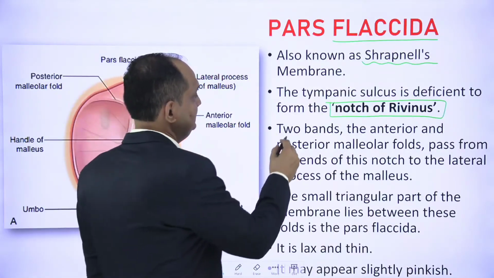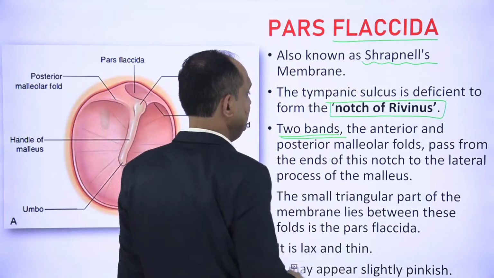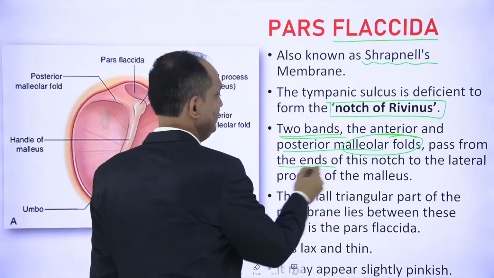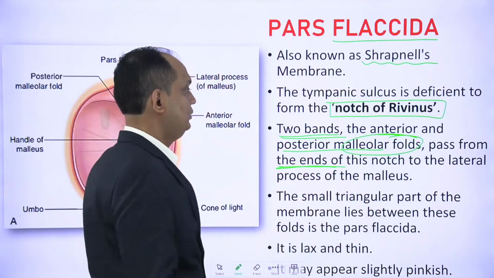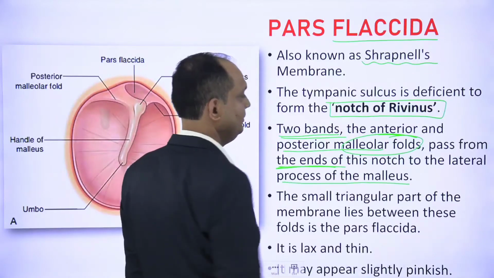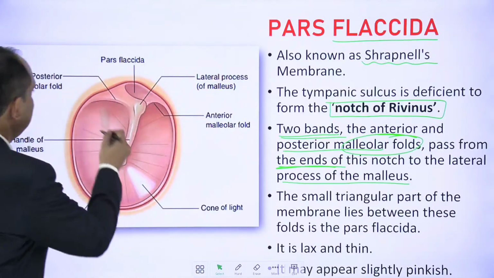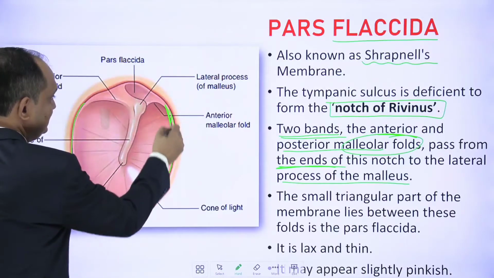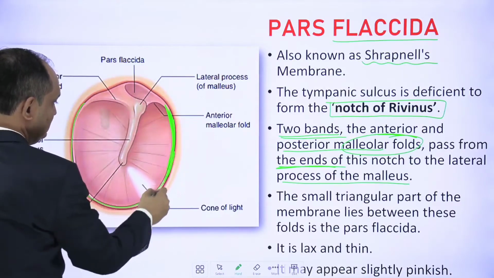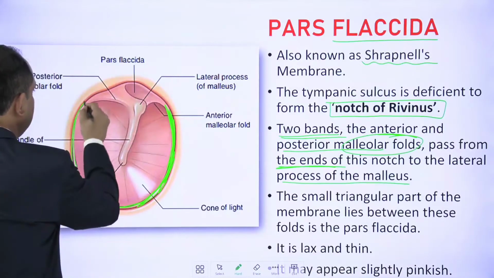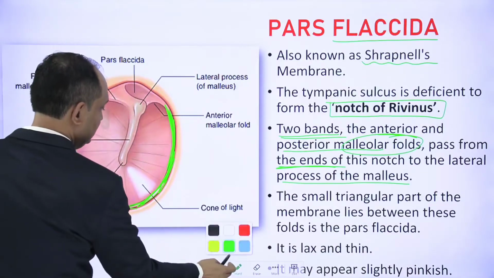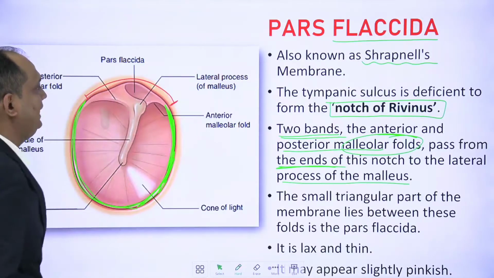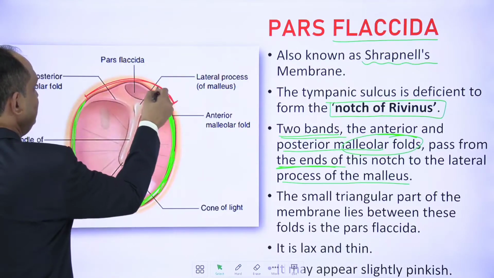Now, the two bands, the anterior and posterior malleolar folds, pass from the ends of this notch of Rivinus towards the lateral process of the malleus. Here you can see that this area has the notch, and here you can see the thickening known as the annulus tympanicus. But when you go above in the upper part, there is no sulcus. In this area the sulcus is absent, and this area is termed the notch.